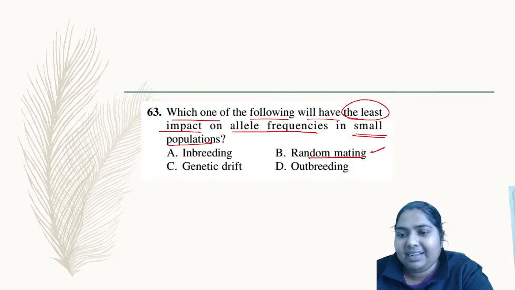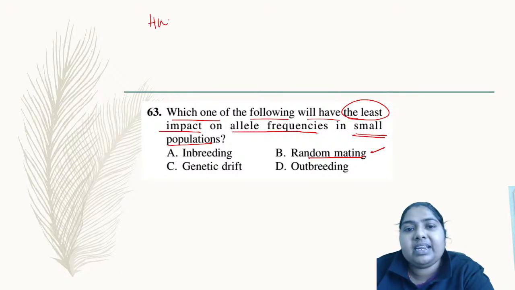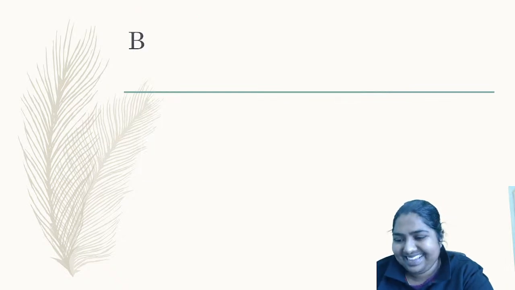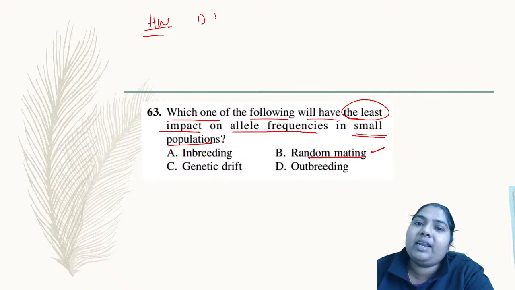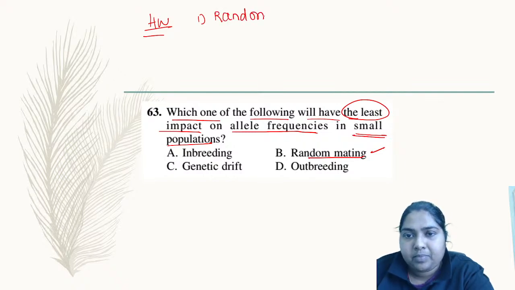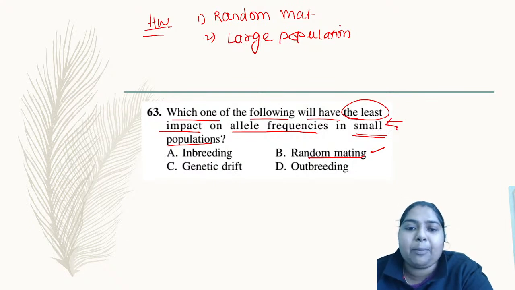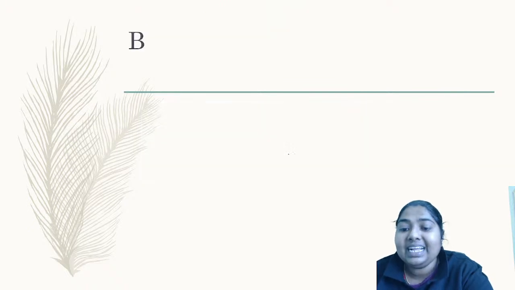It is random mating. Why? Because Hardy-Weinberg equilibrium requires it. Yes, Kunal, absolutely you are right. The correct answer is B only. Hardy-Weinberg equilibrium is for random mating, but it is meant for a large population. This one is small. So who is having the least impact? It should be random mating. If it is a small population, inbreeding and all other stuff is going to make a very big impact, but not random mating. So the correct answer is random mating.